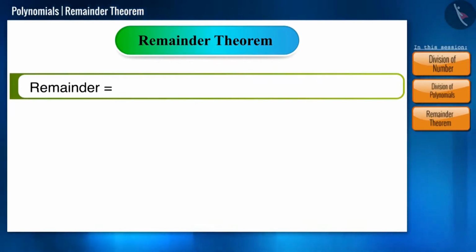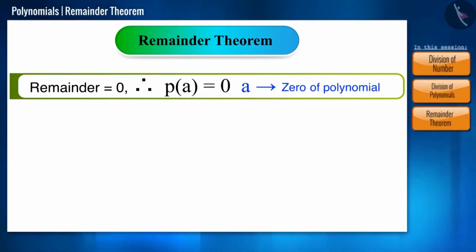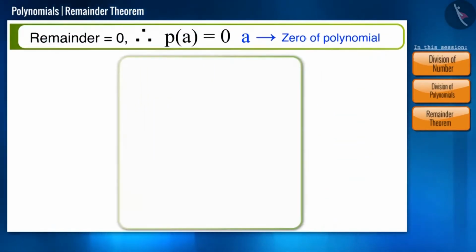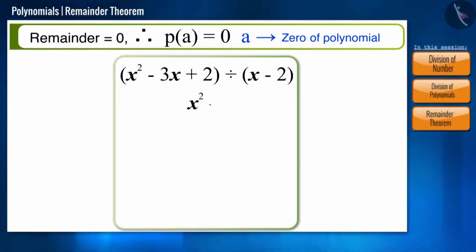And if the remainder is found to be 0, then P of A is equal to 0. And in such situations, A is the 0 of the polynomial. Let's look at an example for this.